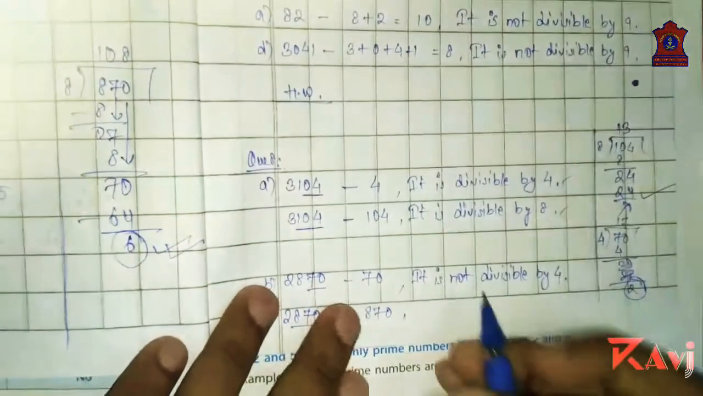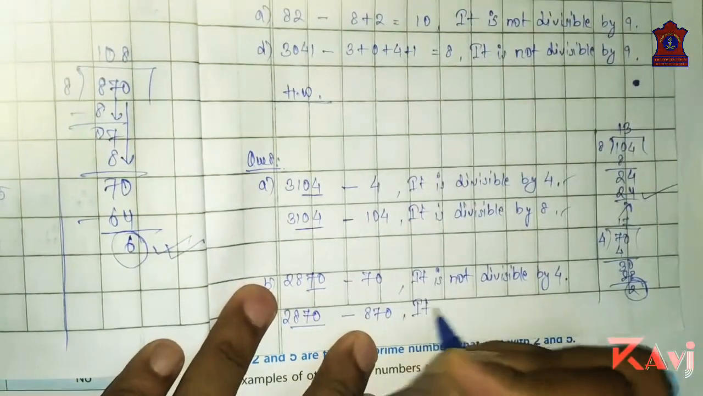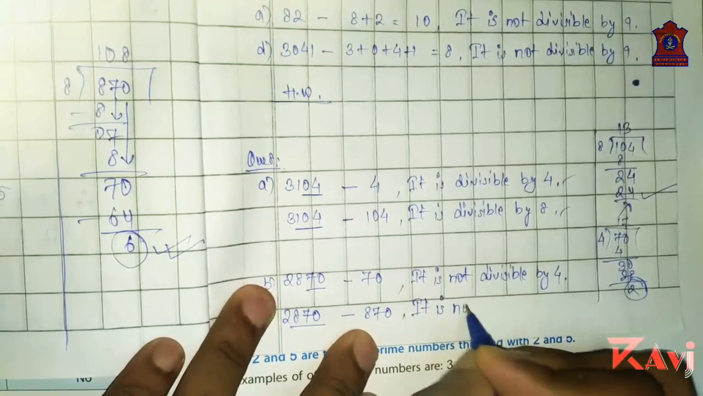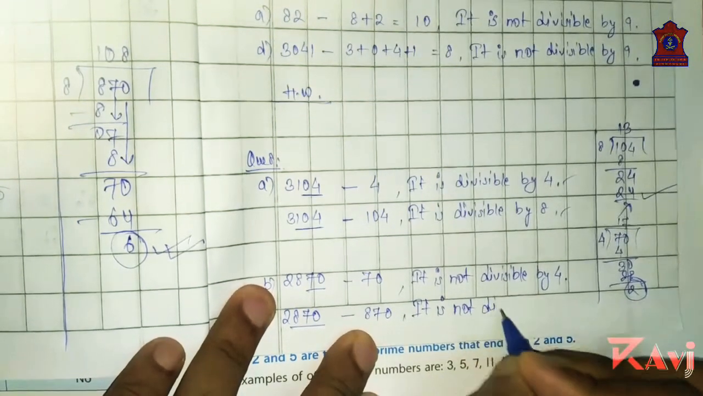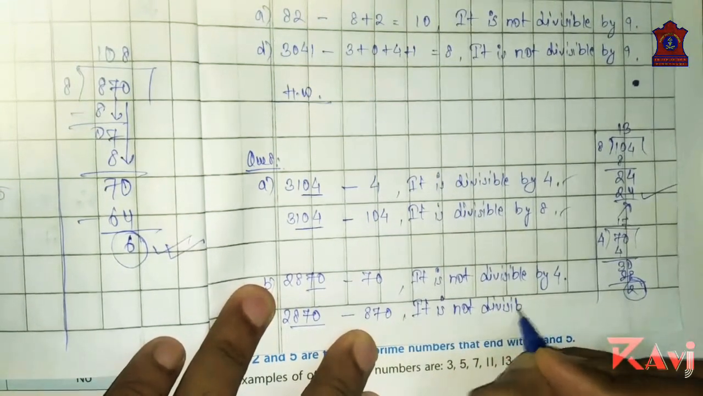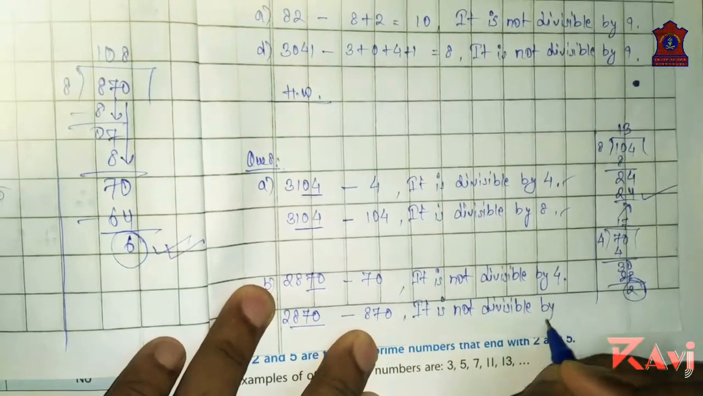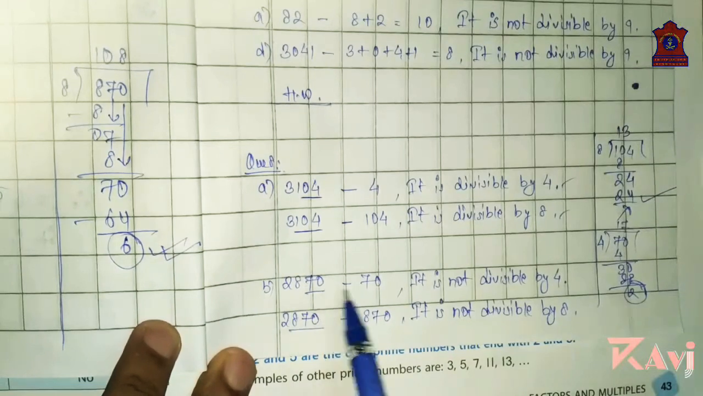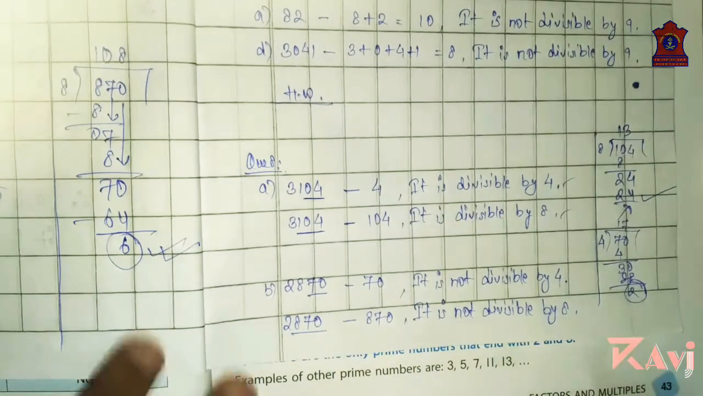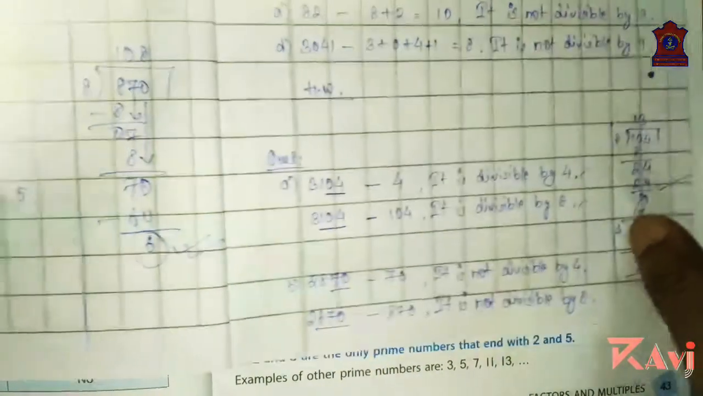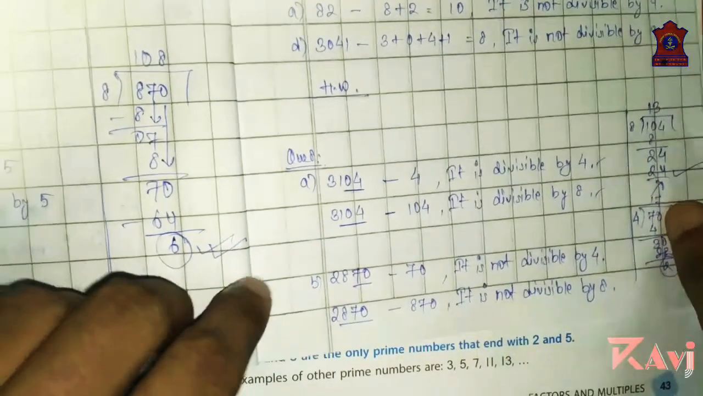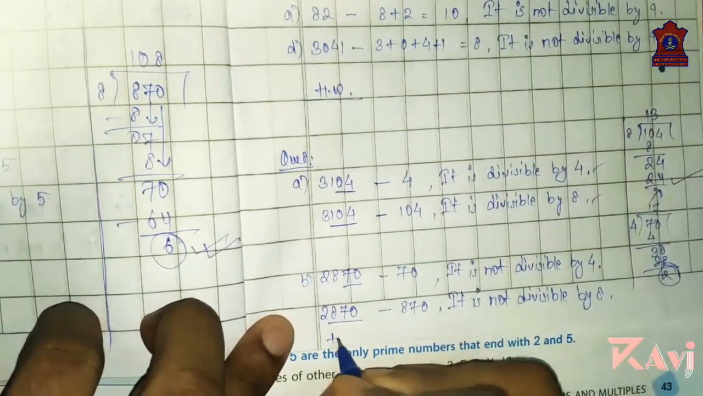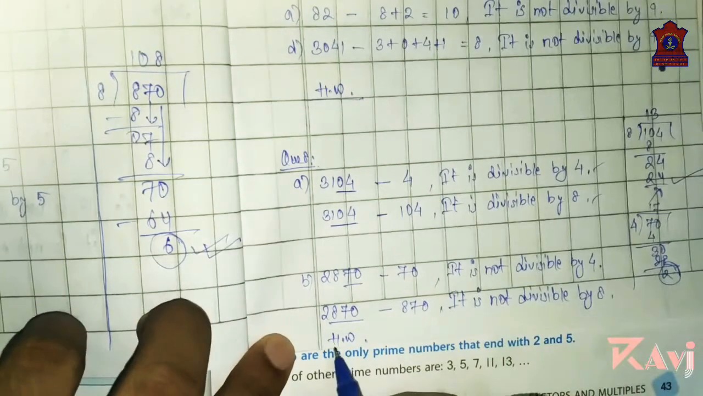Okay, it is not divisible by 8 also. Therefore you can say that 2870 is not divisible by 4 and 8. Okay, so it is simple. Is it simple? So try doing the other questions as homework.